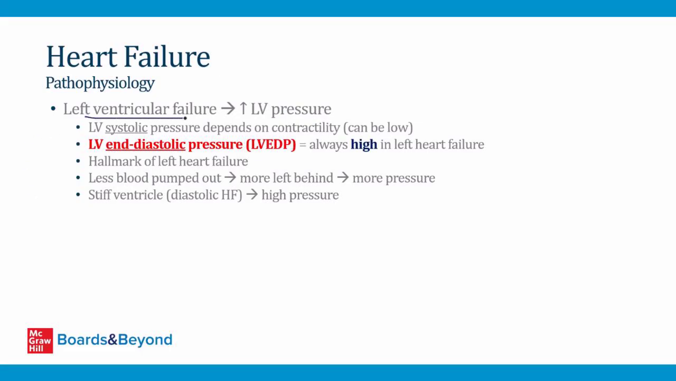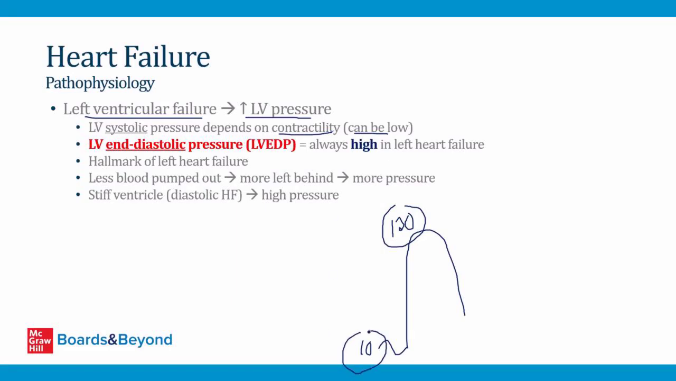So when the left ventricle begins to fail in a patient with heart failure, this will raise the pressure in the left ventricle like I just talked about. But remember that pressure in the left ventricle goes from a low value of about 10 during diastole up to 120 when the left ventricle squeezes and contracts to push blood out. Well, this high number, the left ventricular systolic pressure, can actually be low in heart failure. That's because this number depends on the squeeze of the left ventricle, and in patients with heart failure, they have reduced contractility.